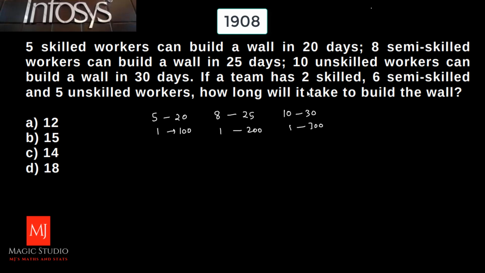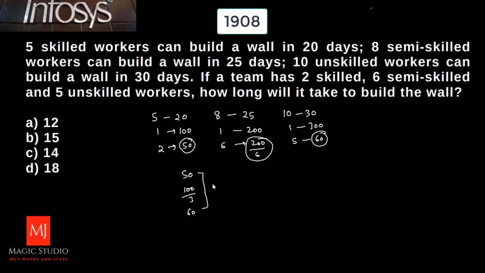If a team has 2 skilled workers, they would be completing it in 50 days if only 2 are working. 6 semi-skilled, 6 would be doing it in 200 by 6. And 5 unskilled, 5 in 300 by 5 is 60. How long will it take to build the wall? 50, 200 by 6 is 100 by 3, and that's 60.